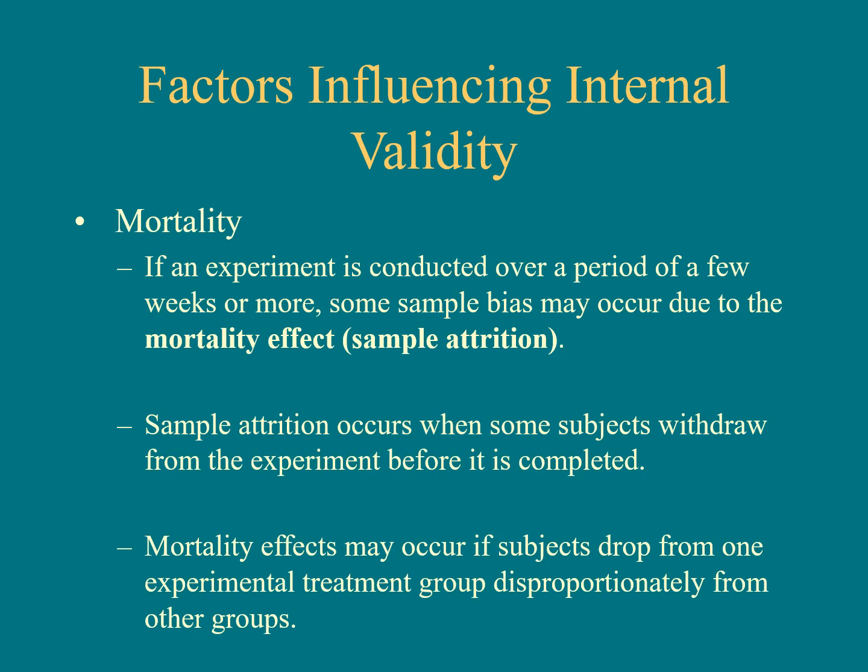Mortality is another factor that influences internal validity. If an experiment is conducted over a period of a few weeks or more, some sample bias may occur due to the mortality effect, sample attrition. Sample attrition occurs when some subjects withdraw from the experiment before it is completed. Mortality effects may occur if subjects drop from one experimental treatment group disproportionately from other groups.